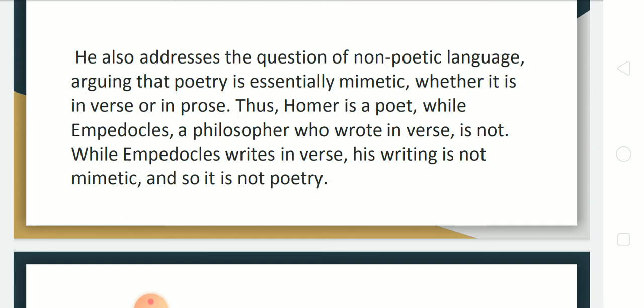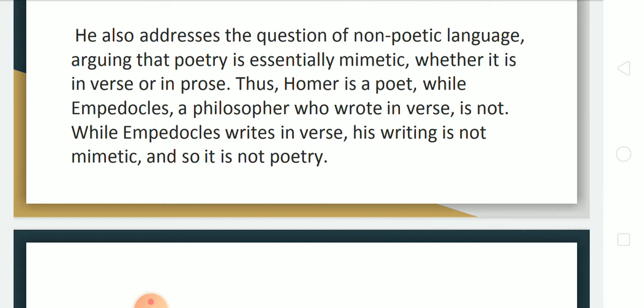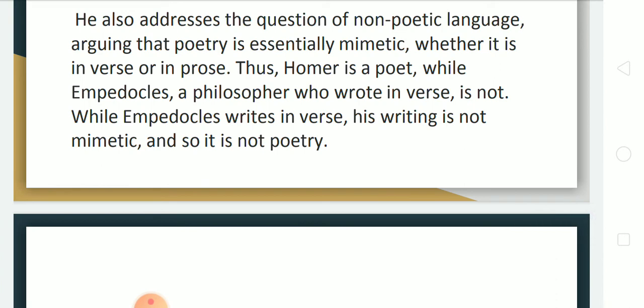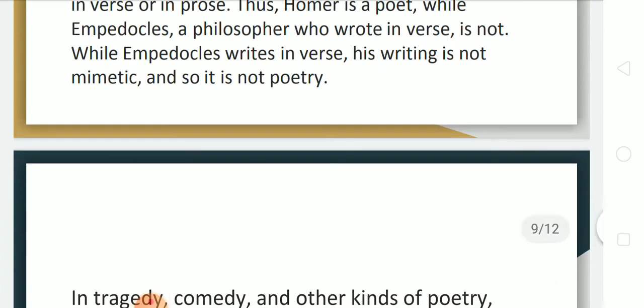Empedocles writes about the four elements: the fire, the earth, the air and the water, of which we are all made. But he has not imitated this from any real life incident. Hence, whether he writes in verse or not is not important; the matter is important, and the matter is not an imitation, hence it is not poetry. So Aristotle does not call him a poet. While Empedocles writes in verse, his writing is not mimetic, so it is not poetry.